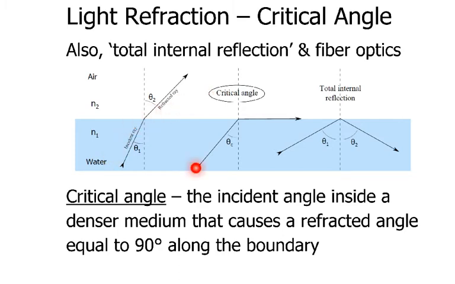If I make this angle large enough, then the refraction angle is 90 degrees. And this is called the critical angle. This is the angle of incidence inside the water that results in a 90-degree refraction, right along the boundary of the material. As soon as you pass the critical angle, you get what's called total internal reflection, and you don't get any refraction at all. None of the light comes out from the more dense medium.